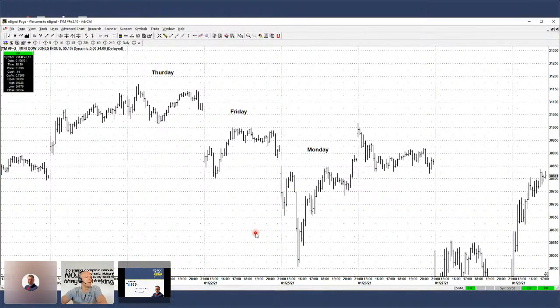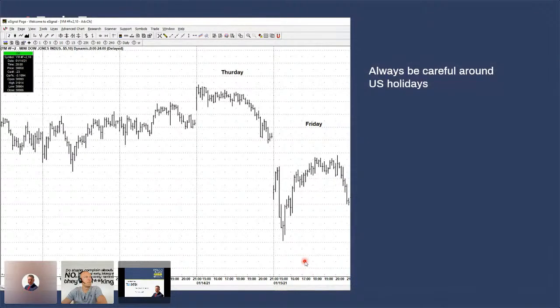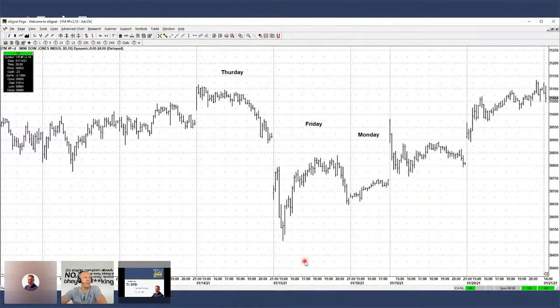Let's give another example here. Thursday, Friday, and then Monday. I brought this example along because it doesn't work very well, but it comes with a warning. If Monday is a bank holiday in the US, it could be the 4th of July, it could be Labor Day, it could be Memorial Day, I'm always very careful how I position myself. And as you can see on this chart here, this is the hallmark of a holiday. There's very little going on.